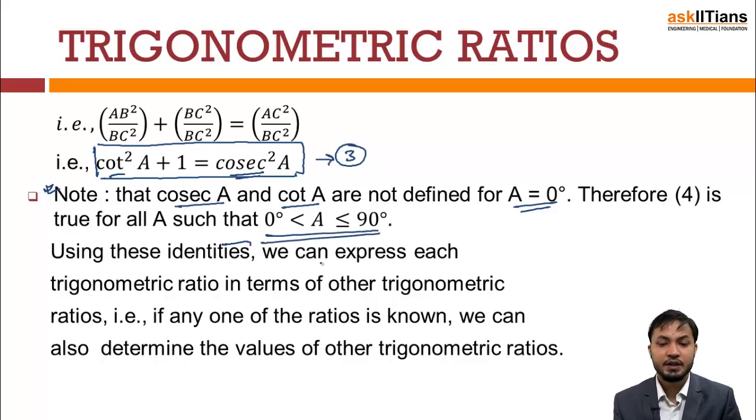Alright, using these identities, what do we do? Why are these identities important? We look into these identities because each trigonometric ratio is unique and it is also related to the other trigonometric ratios. So if we know one trigonometric ratio value, we can probably calculate all the trigonometric ratio values. How? Let's look into an example for this.